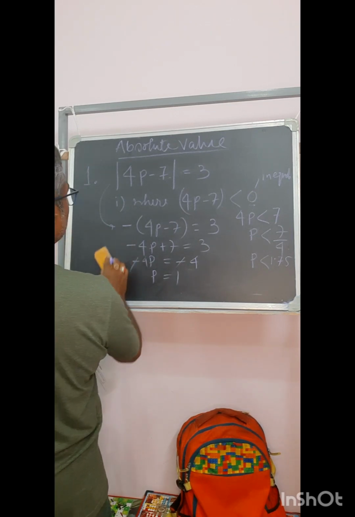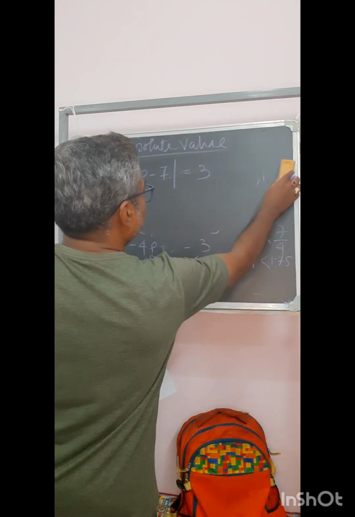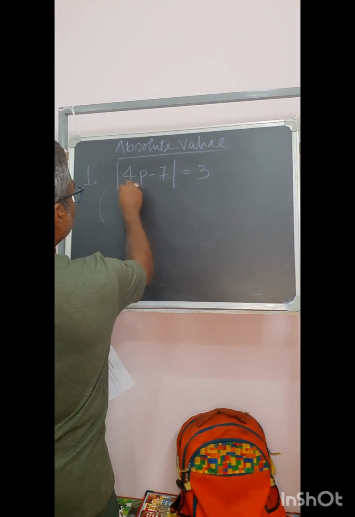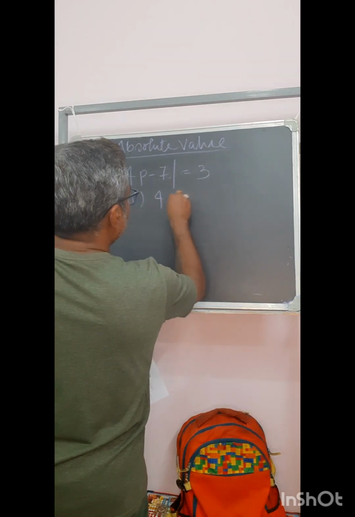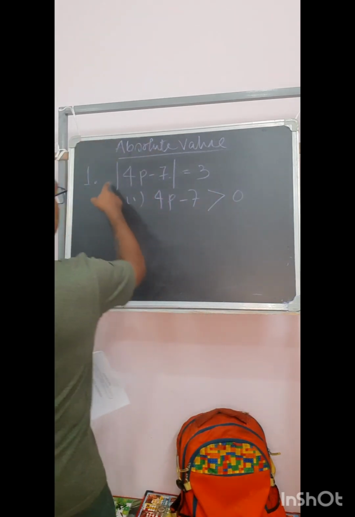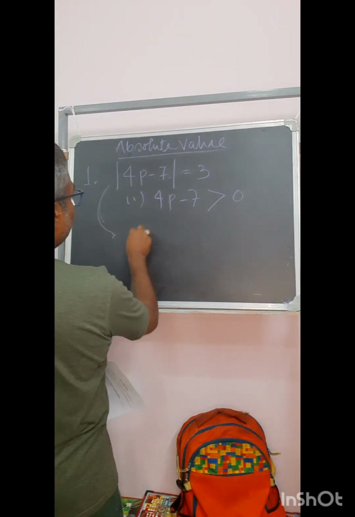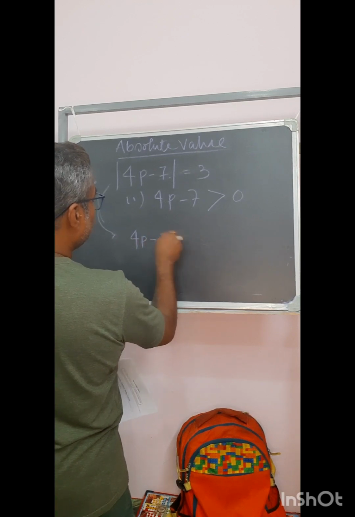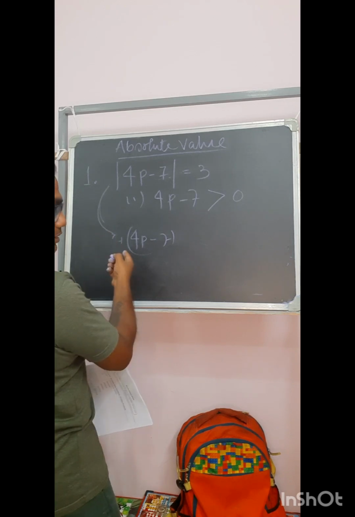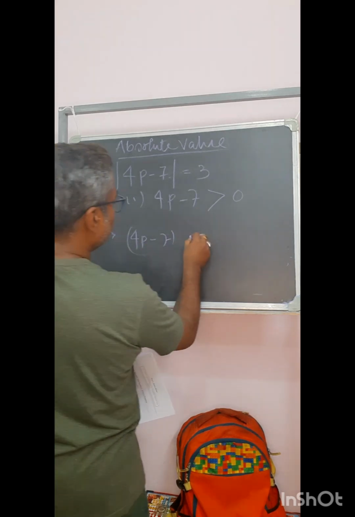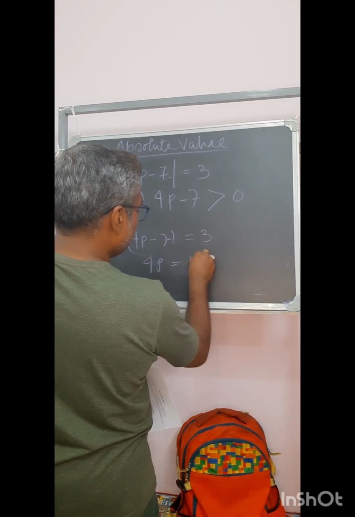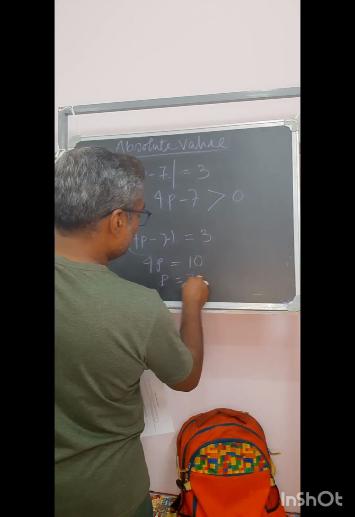Now move to the second part, where 4p minus 7 is greater than 0. Then I can write 4p minus 7 only with the positive sign. I will not write it because positive need not be written. That is equal to 3. So 4p is equal to 10 and p here is equal to 2.5.